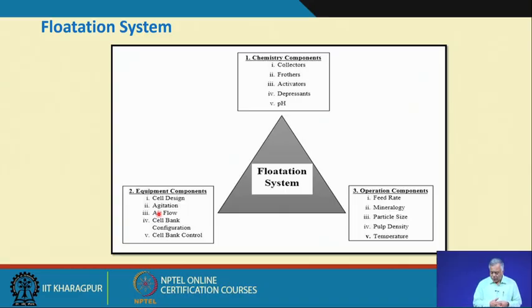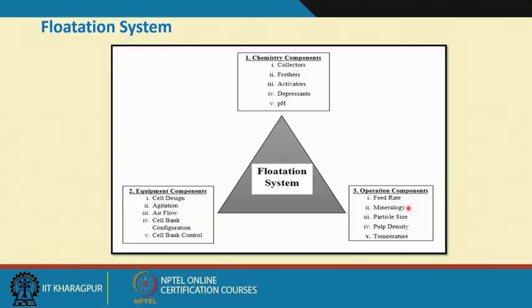called equipment components. And there is another one called operation components, that is the feed rate: what material it is, at what rate you are feeding, what the mineralogy is, what the characteristics of that ore are, what the particle size distribution is, what percentage solids you will be using, and what the effect of temperature is. So, normally these three components, chemistry, equipment and operation, have to be synergized at an optimum level to get optimum performance of the flotation system.